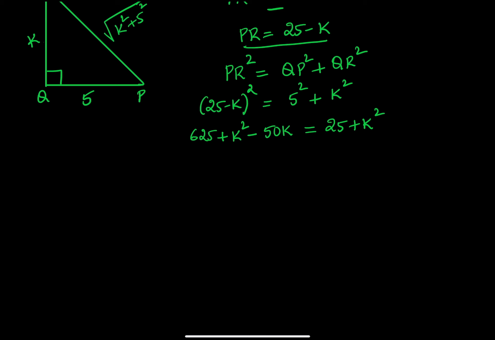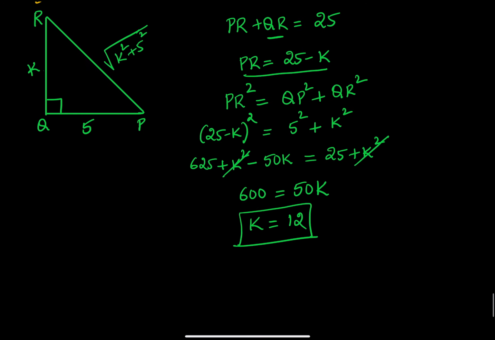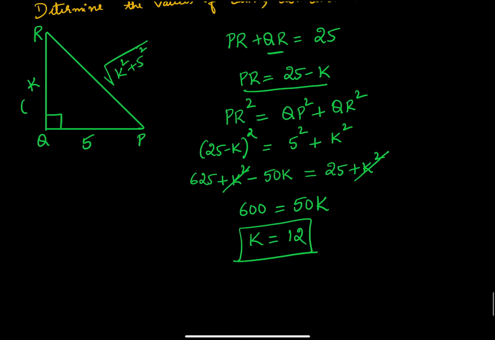Now here we can cancel K square on both sides of the equation, and if we move 50K to the other side of the equation and subtract 25, this would be 600 is equal to 50K. So K would be equal to 12. So basically we found the value of QR to be equal to 12.